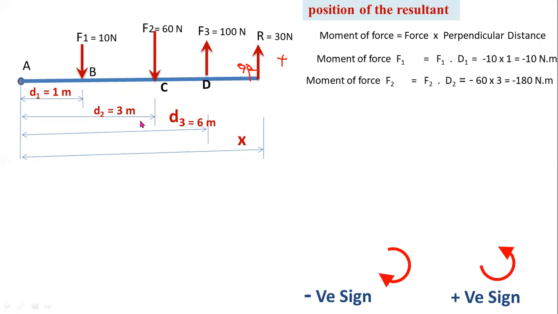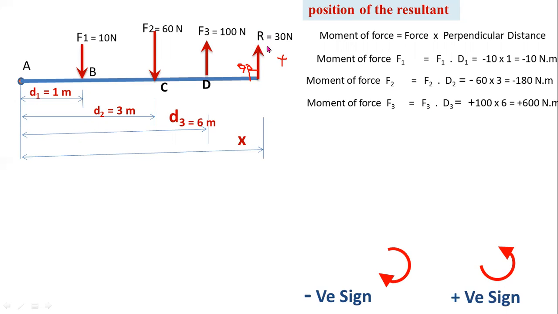Now F3 equal to 100 newtons is the third force. The moment of force F3 equal to force into distance. F3 equal to 100. Here this force is acting towards up, so it forms an anti-clockwise rotation. So you have to consider positive sign for anti-clockwise direction. 100 into 6 equal to plus 600 Newton meter. These three are the individual moments.